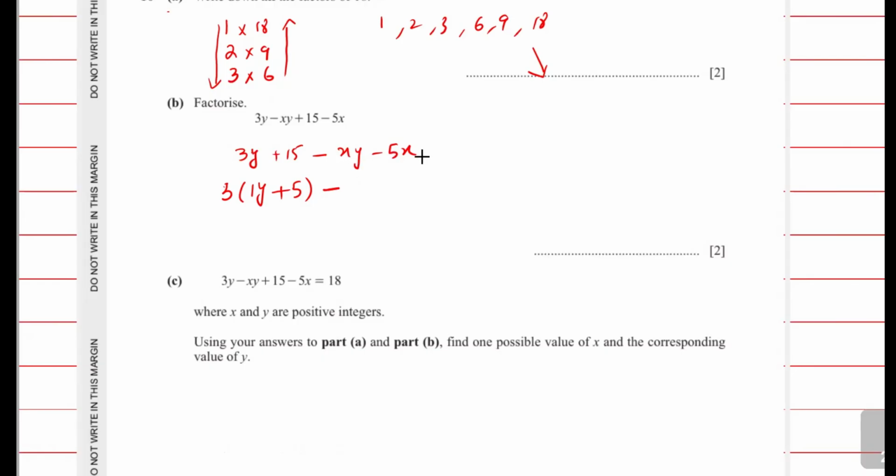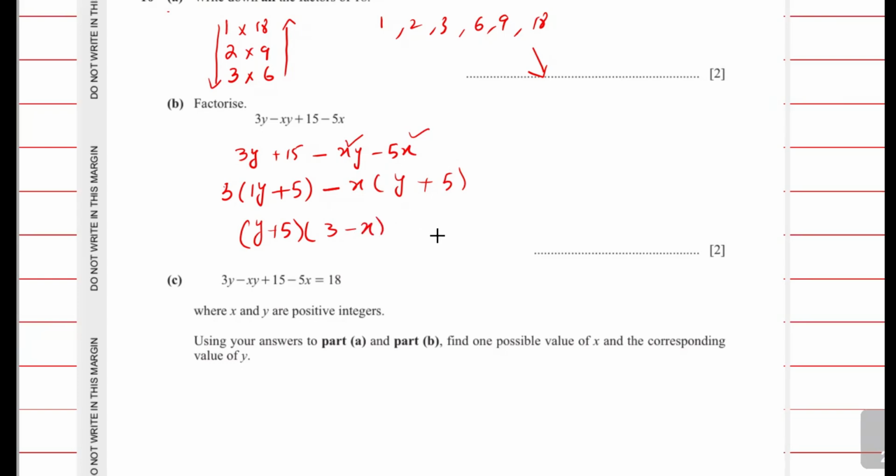Here in xy minus 5x, x is the common. We can write this as y plus 5 because minus is also common. The sign will be changed here. We can write y plus 5. Look here, y plus 5 again is the common here and the remaining value will be 3 minus x. And this is the answer.